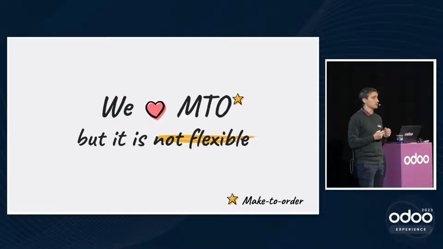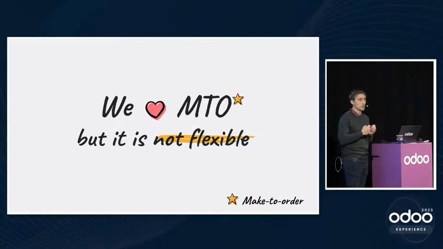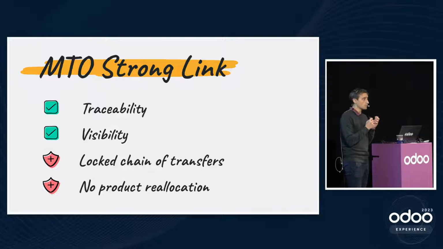Actually, people from inventory will love MTO. It's easy, it's comfortable. So we love it, but we know in the meantime it's not flexible. And so actually, we want to find a solution to bring more flexibility into that. When you use the MTO, you actually create a strong link between your sell order, your purchase order, and the related transfers. That's good for traceability and visibility. You can easily find, when you are on a purchase order or on a transfer, that it is related to a specific sell order. And when you are on the sell order, you can easily find that it's related and navigate to the other transfers and purchase order.